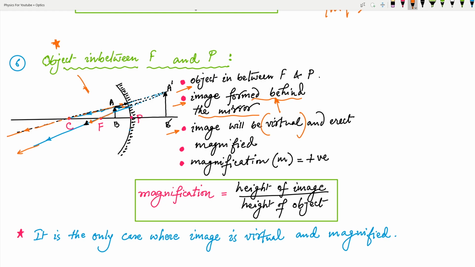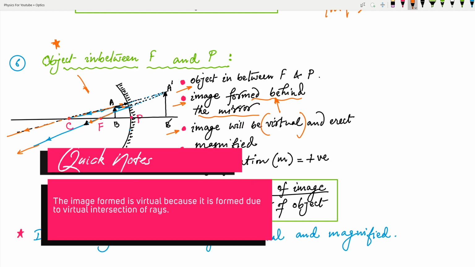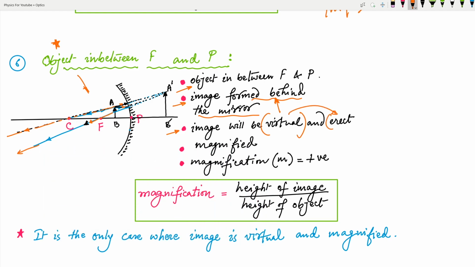I've explained this in the plane mirror. Whenever the image is formed behind the mirror, it is a virtual image. For example, the image that you see in front of a plane mirror every day at home is virtual. And since this is virtual, it will be erect. If it was real, it would have been inverted. Now let's look into the 4th point, magnified. The image is magnified, as you can see from the ray diagram. And the last one, the 5th, magnification will be positive because it is erect.